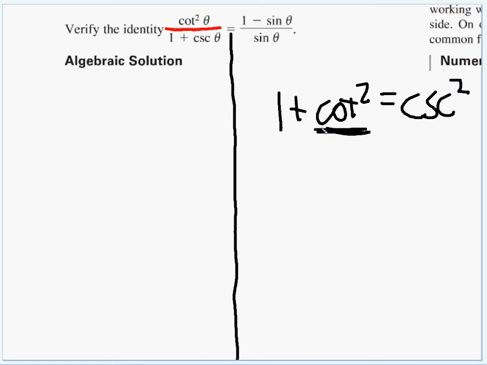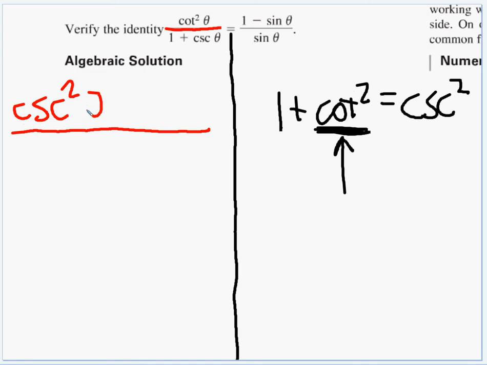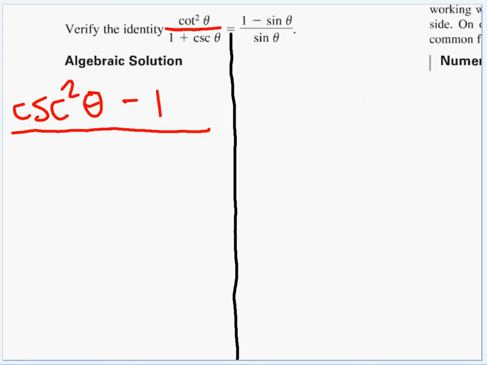So if I want to get this cotan squared alone, I'm just going to subtract 1 from both sides. So I'm going to take out that numerator, cotan squared, and replace it with cosecant squared minus 1. Cosecant squared theta minus 1. Now that I've done that, look at this denominator right under it, 1 plus cosecant theta. Because there's a plus in there, I'm going to write that in the reverse order. Cosecant theta plus 1.